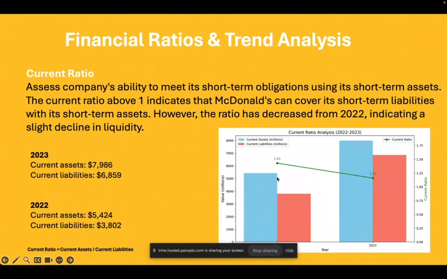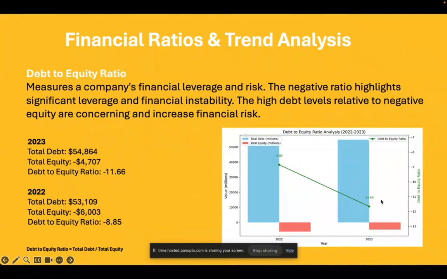The current ratio assesses a company's ability to meet its short-term obligations using its short-term assets. A current ratio above 1 indicates it can cover its short-term liabilities. However, the ratio has decreased from 2022, indicating a slight decline in liquidity. Debt to equity ratio measures a company's financial leverage and risk. The negative ratio of minus 7.66 indicates a relatively concerning financial risk.